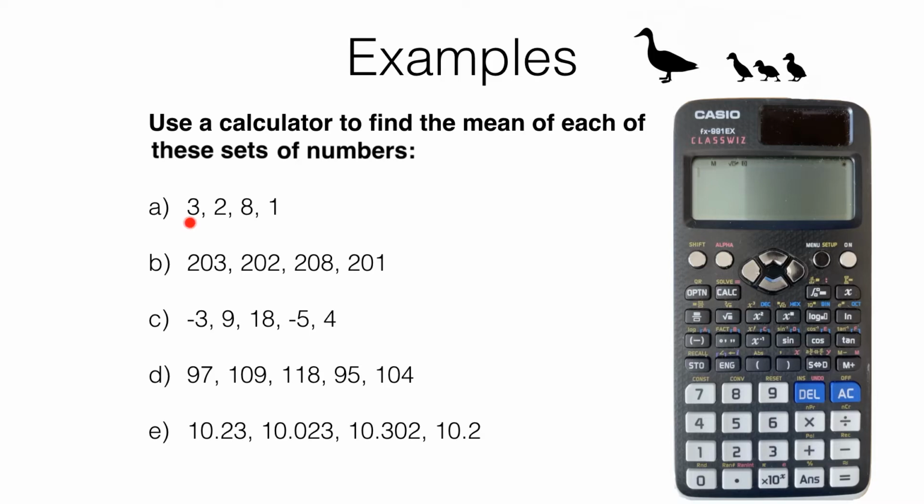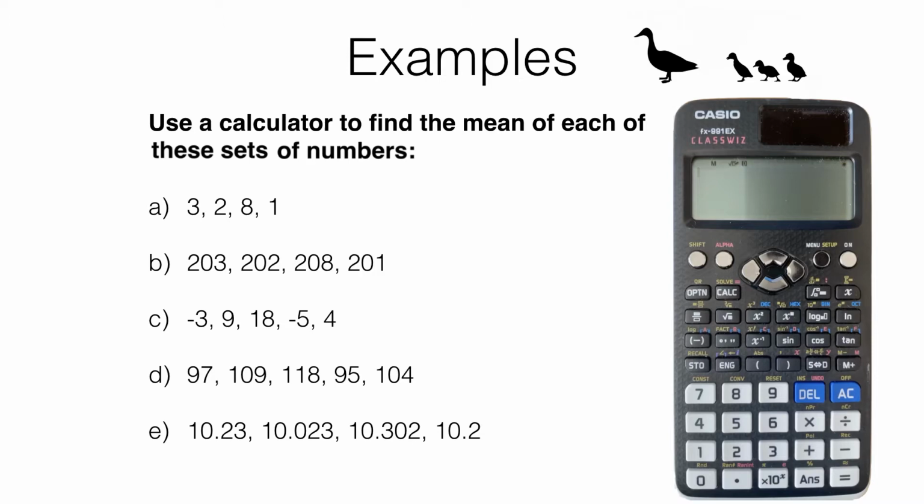So in example A, you could very easily do this with pencil and paper. You would just need to add up 3, 2, 8 and 1 and divide by 4 in this case. Now, if you were doing it with pencil and paper, I'm sure you would get it absolutely right. But the point of this video is to show you a couple of ways of doing this on a calculator.